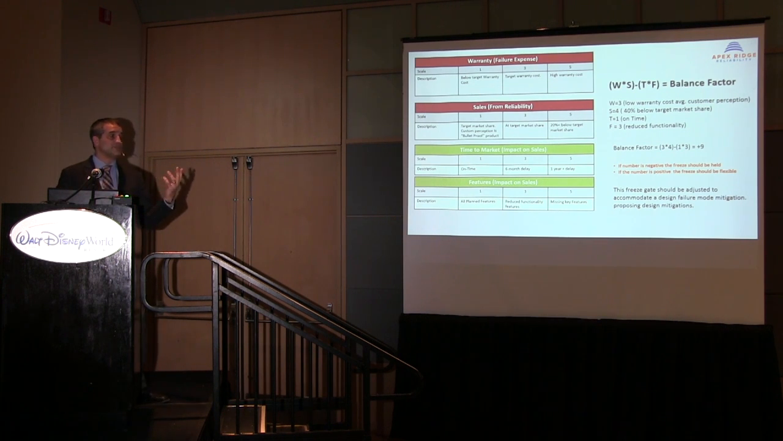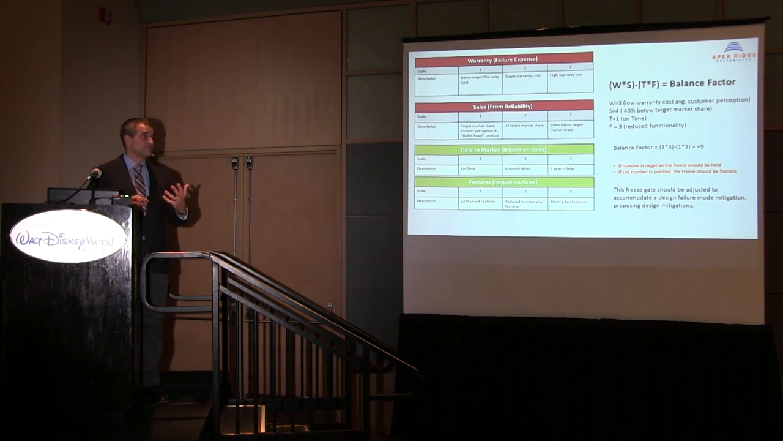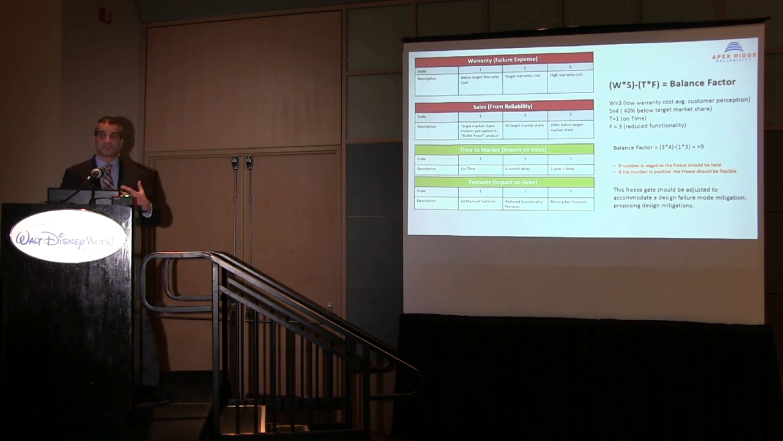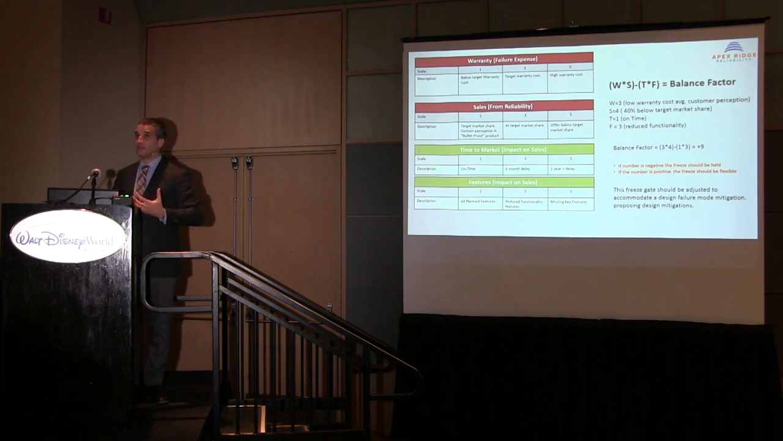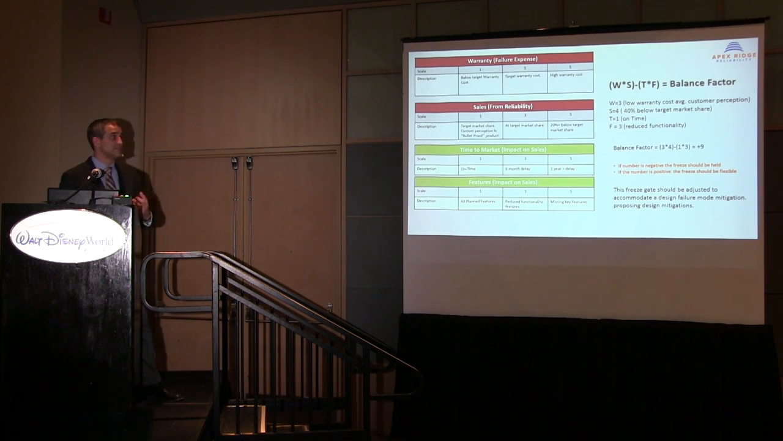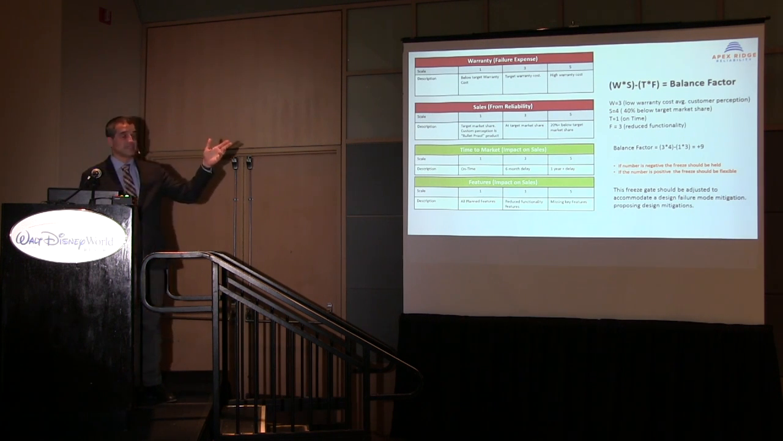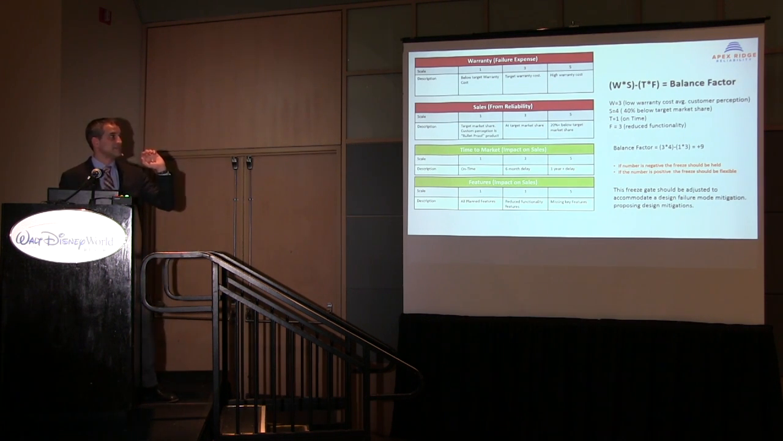So if the number is negative, the freeze should be held. If the number is positive, the freeze should be flexible. And of course, the greater the magnitude of that number, the more critical it is to address. So let's say we had a warranty of 3, sales affecting reliability of 4, time to market affecting sales of 1, features affecting sales of 3. That would be a balance factor of +9. So the freeze gate in this case should be adjusted to accommodate the design failure mode mitigation. But again, the great thing is when that statement is made, the teams had input to it already.